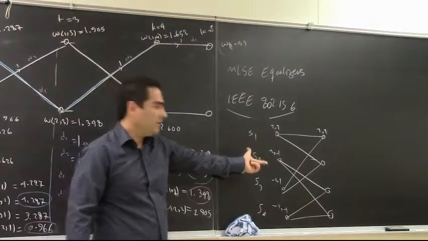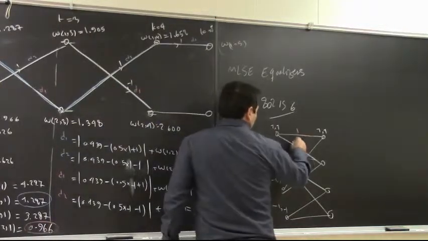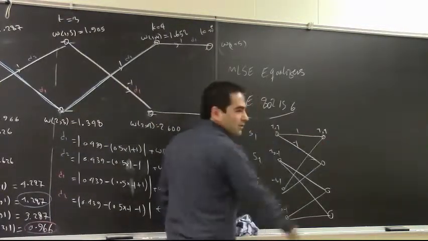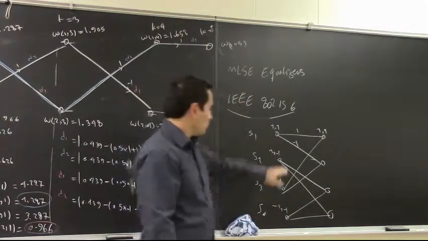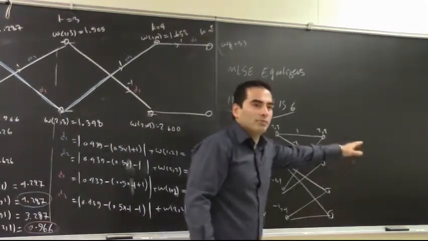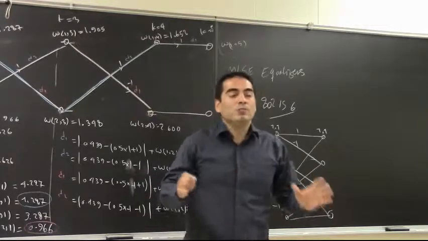Each state has M inputs, for example 1 and minus 1. Again, you need to delete each of them, just keep 1, and go, and go.